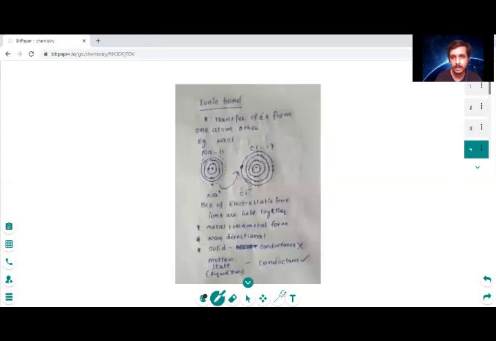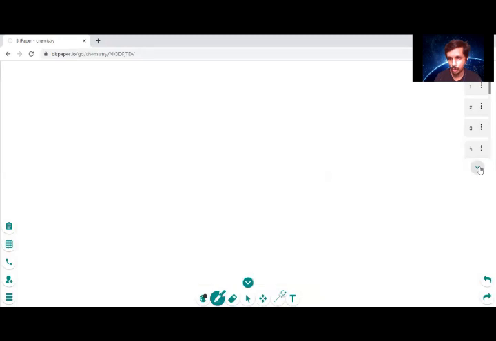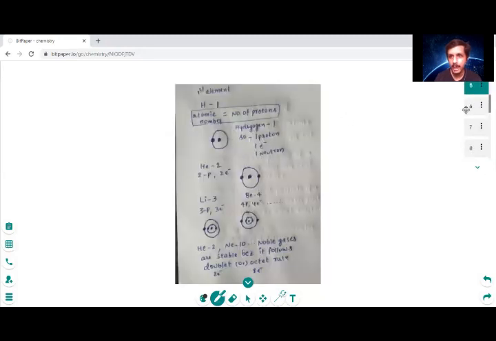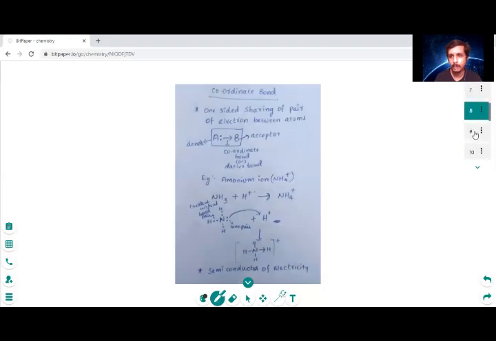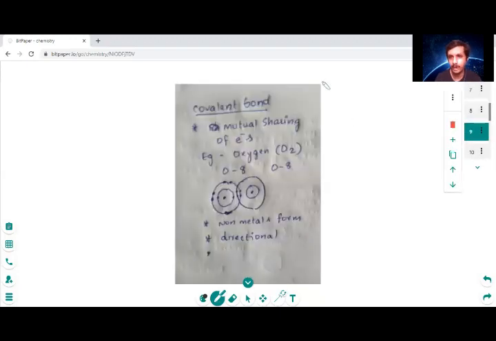Just to summarize the ionic bond, it is the transfer of electrons from a cation to the anion. It happens between a metal and a non-metal system. It is non-directional, and in solid states, these ionic bond systems are non-conductive, but in the molten states, they are conductive in nature. Next, we have seen the covalent bond. The coordinate bond and other things we shall discuss in the later stages.